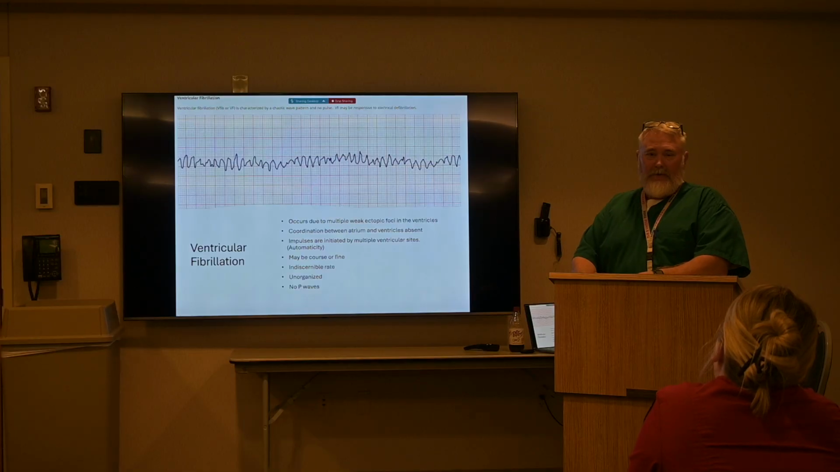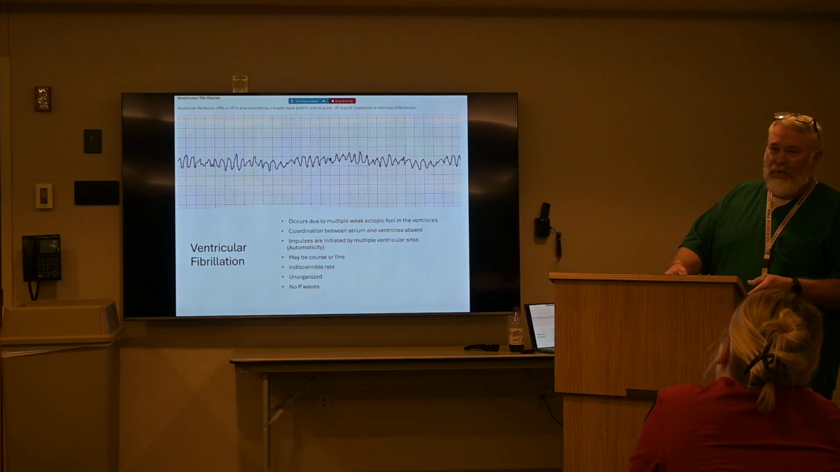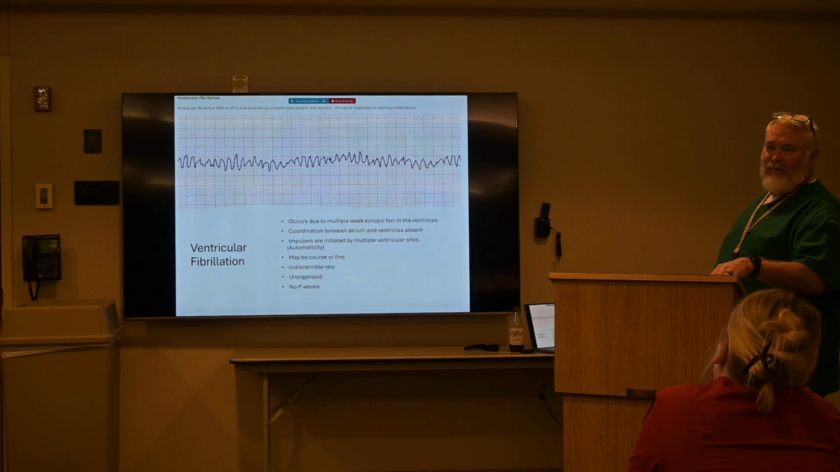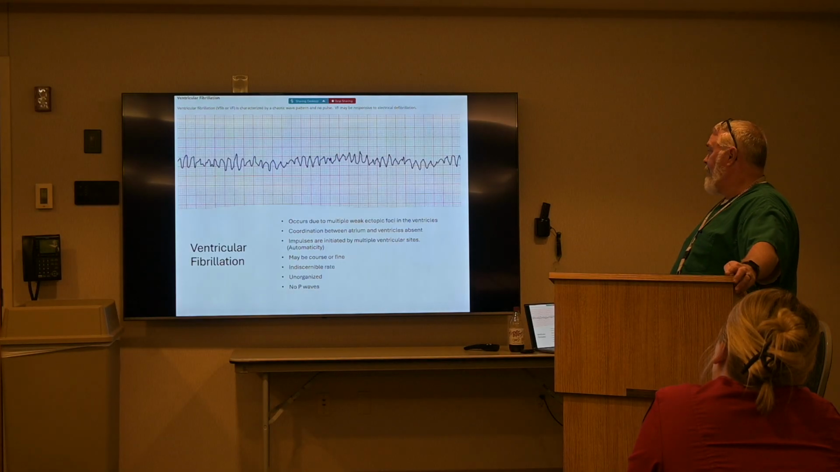This is a lethal dysrhythmia within minutes. If you're in VFib more than 2 or 3 minutes, unless intervention is performed with a counter shock, you're probably going to die.